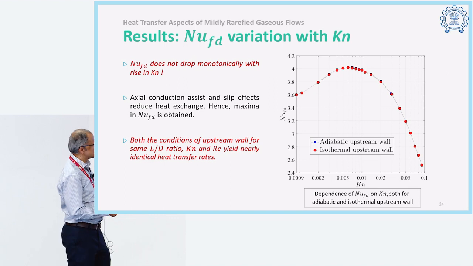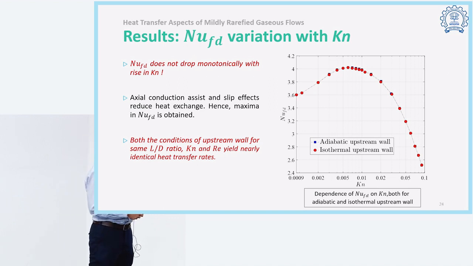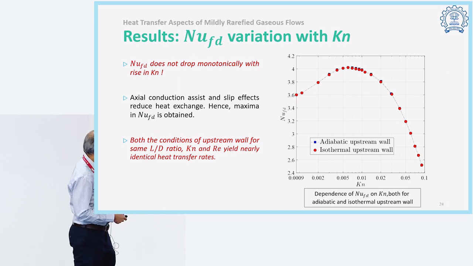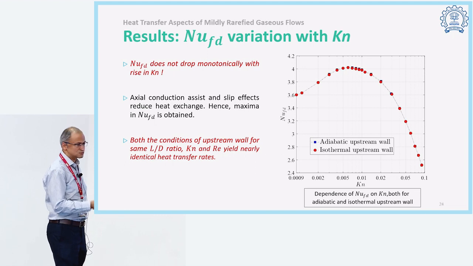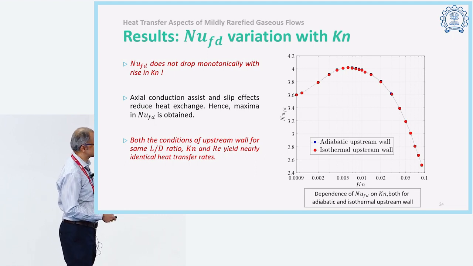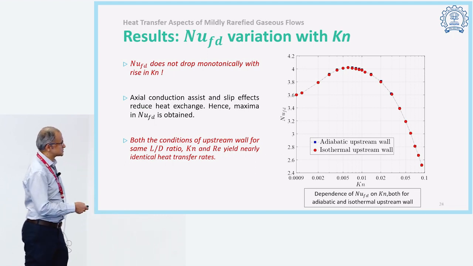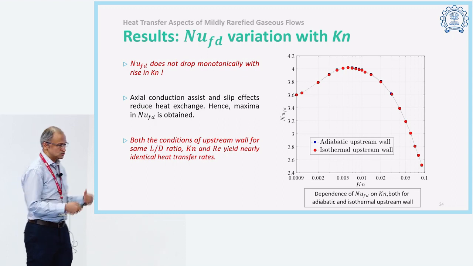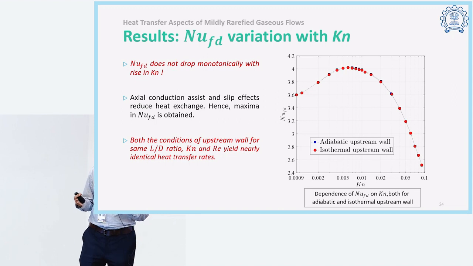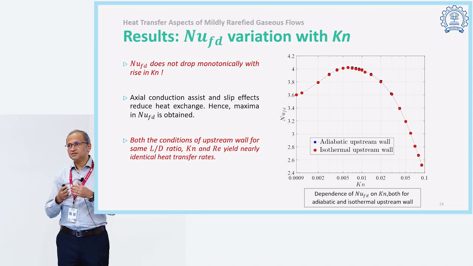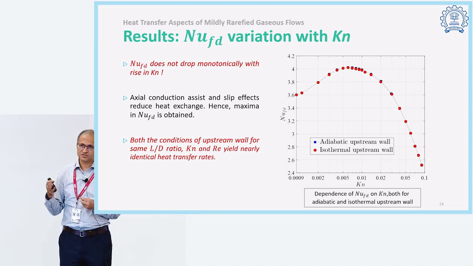Now, very interestingly, if you start using this system and see how things change for various types of boundary conditions, one can see how the fully developed or asymptotic value of Nusselt number varies with Knudsen number. One interestingly sees that as the Knudsen number increases, that means the gas is becoming more and more rarefied, you expect the ability of the gas to transfer heat from the surface to reduce.